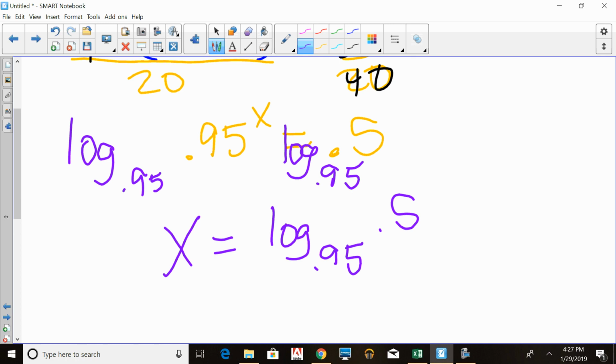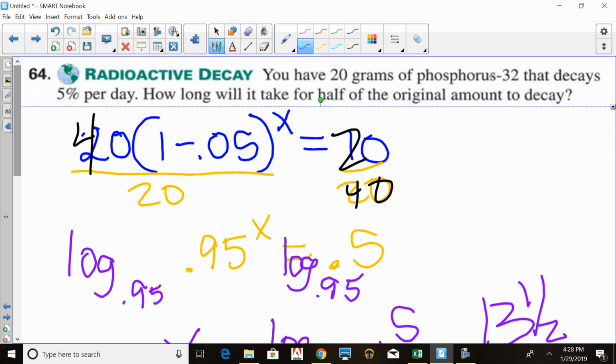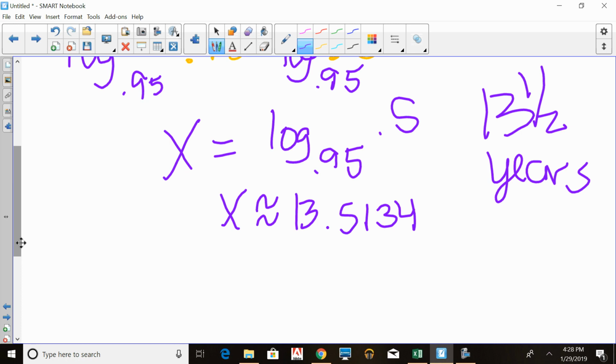And divided by whichever one you use, ln or log again, of 0.95. And that will get you x is approximately 13.5134. So we would say 13 and a half years. Or no, not years. This one is days.